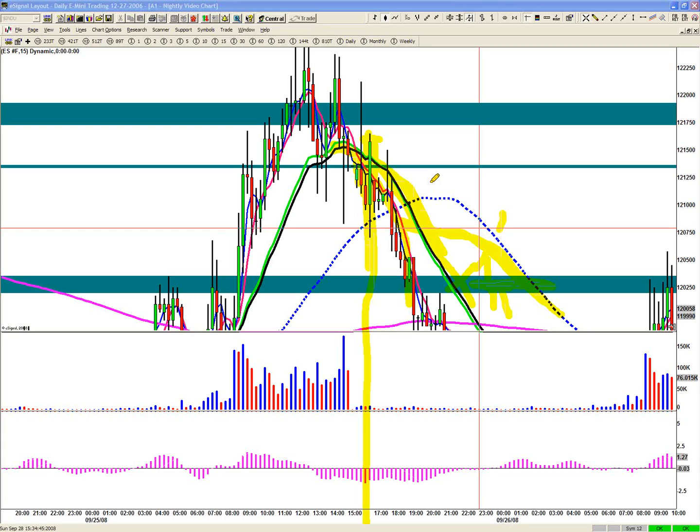I like to trade on the right side of that, and I think if more people would just trade on the right side of the 20-period moving average, more people would be profitable. That's my opinion.